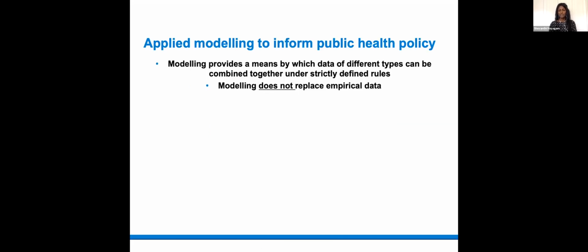So just a reminder what applied modelling can be used for and when it can be used to inform public health policy. Modelling provides a means by which different data types can be combined together under strictly defined rules and can be used in a variety of ways. The thing that I always caveat this with is modelling does not replace empirical data. So the better the empirical data, the more robust the model projections can be. This is something we come across a lot in hepatitis B because of the lack of data, so we have higher uncertainty.